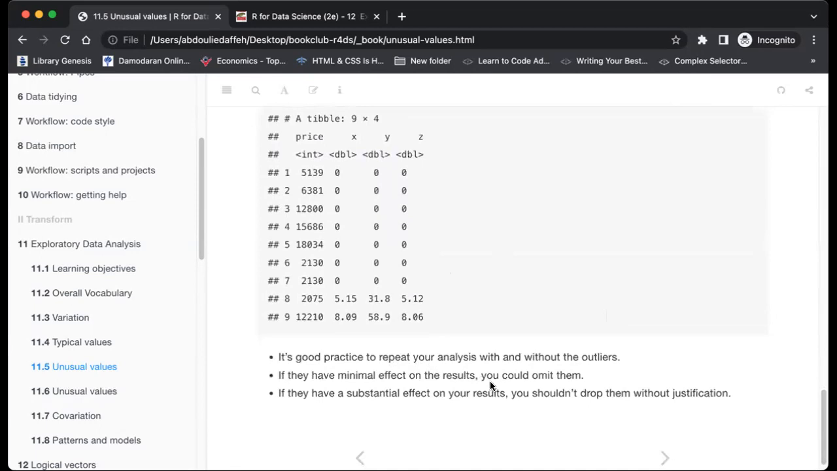It also mentions that it's good practice to repeat your analysis with and without the outliers. If they have minimal effects on the results, you could omit them. Like if removing them will not change the results completely, then it makes sense to just omit the outliers. But if on the other hand it has a substantial effect on the results, then if we want to remove them, we have to give maybe theoretical justification for why we are dropping them.